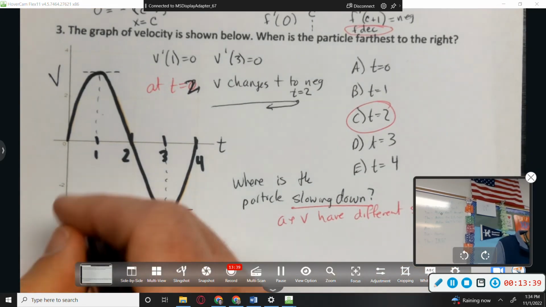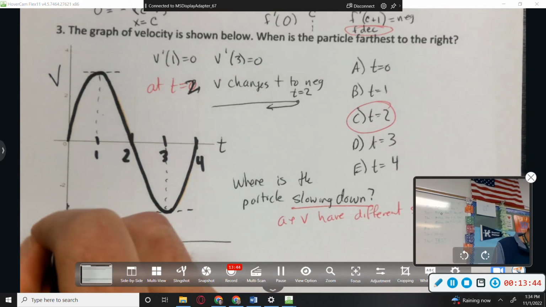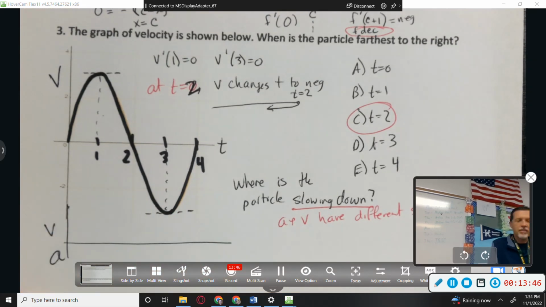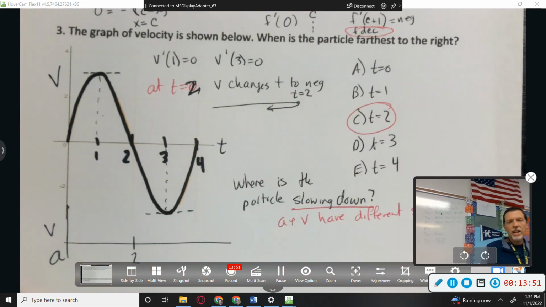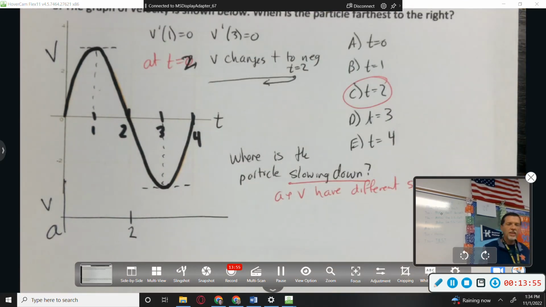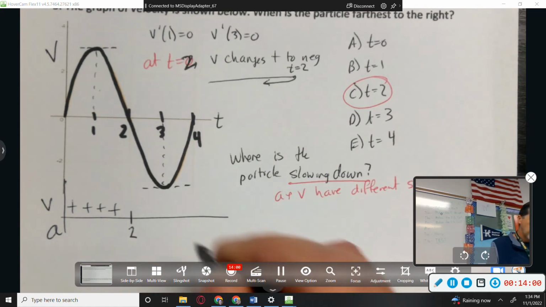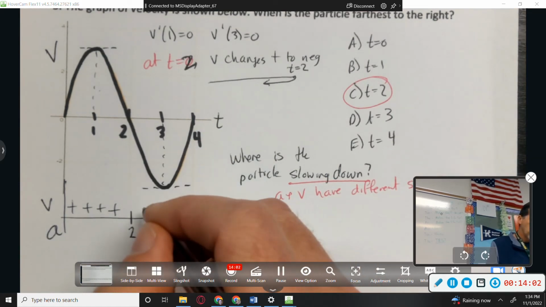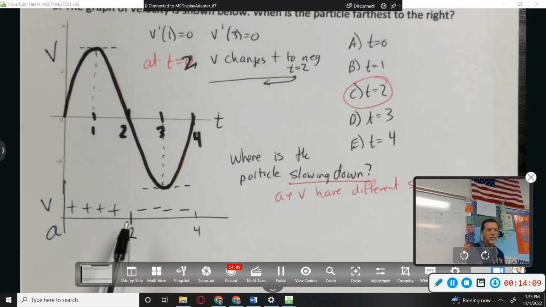So I think a number line, maybe you could do it without a number line on this one, but I'm going to do a velocity number line and an acceleration number line. So the velocity one's easy, because all I care about is positives and negatives. From 0 to 2, velocity is positive. From 2 to 4, velocity is negative. Again, that's why it reaches its farthest point at time equals 2. That's where it turns around.